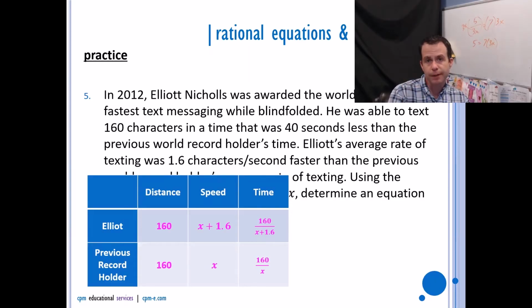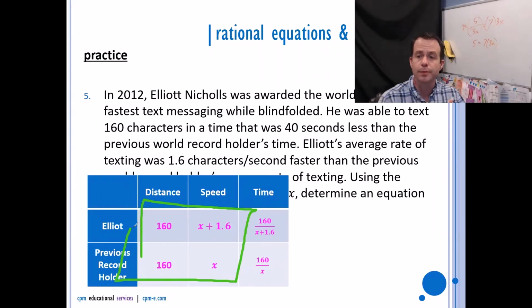So I took the previous record holders and I added that 1.6. Now, your job in a distance, speed, time question is always to get two columns, and we accomplished that with this information right here. That was the two columns that we filled in.